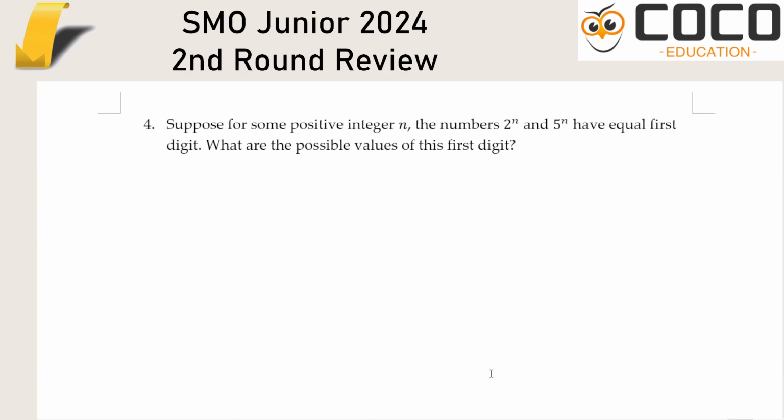Question 4. Suppose for some positive integer n, the numbers 2 to the n and 5 to the n have equal first digit. What are the possible values of this first digit? You are in round 2. You should definitely just start listing first. List out powers of 2 and 5. See what happens.